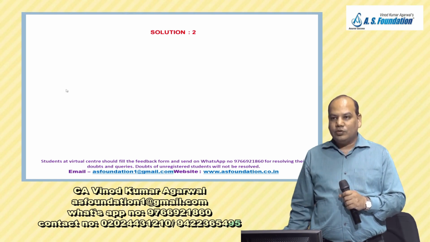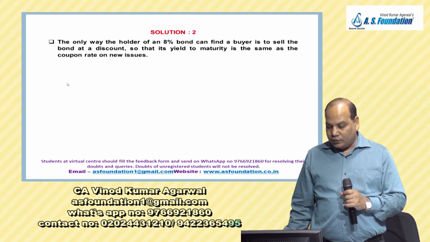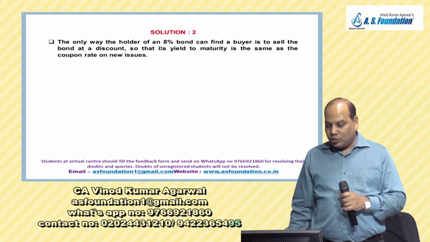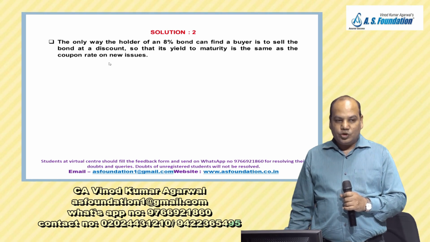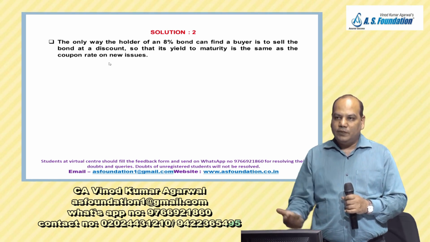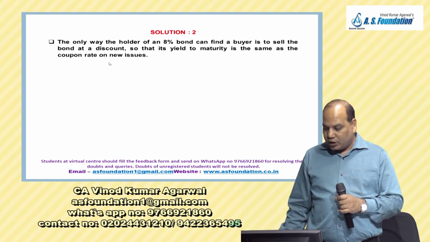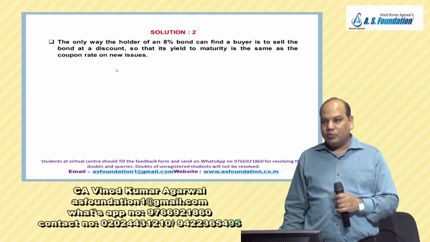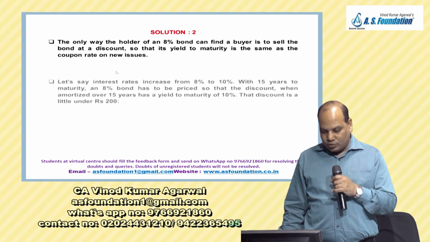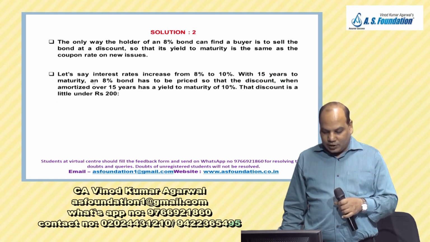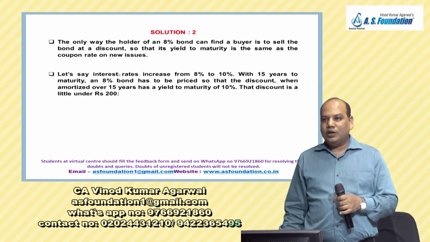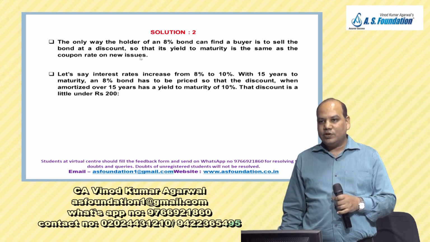Now I will just read the solution quickly, but what you have to write, this much is enough. The only way the holder of an 8% bond can find a buyer is to sell the bond at a discount, because if you reduce the price, effective rate of return will go up. Okay, so that its yield to maturity is same as the coupon rate on the new issues. Now some explanation is written, which if you want to write in the exam, write. Otherwise this much answer was enough.